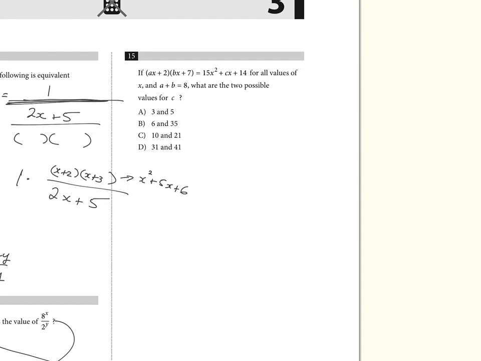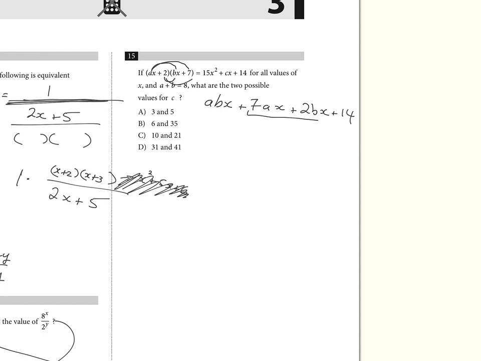So this problem here, we're going to scribble this out so that it doesn't get in our way. What we want to do is distribute. I'm going to go ax times bx is abx. Ax times 7 is 7ax. 2 times bx is plus 2bx. And then plus 14.